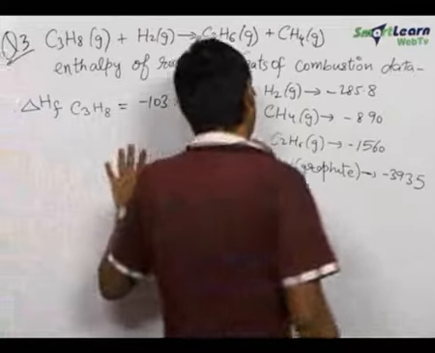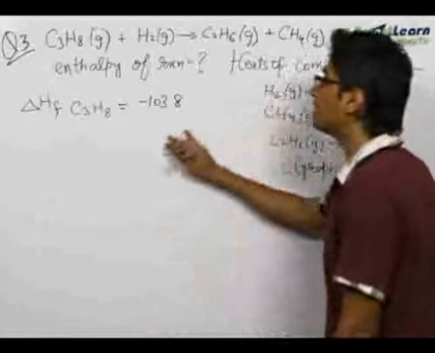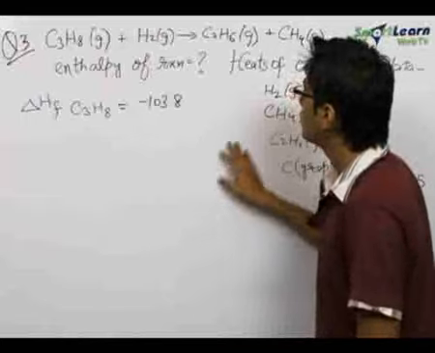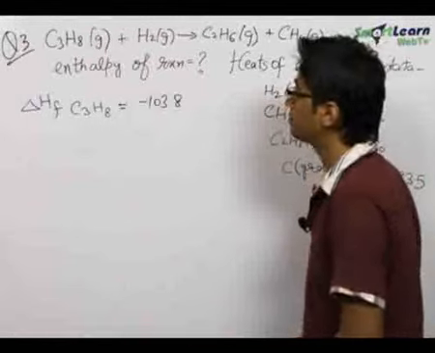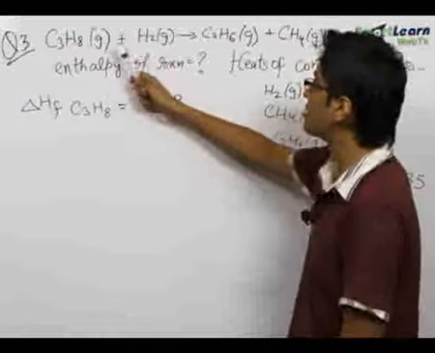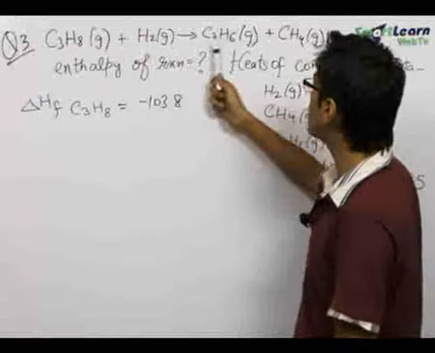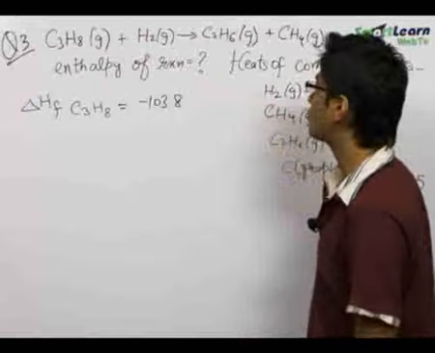Our next problem is also a very highly conceptual problem. It involves the heat of combustion and the heat of formation concept. We are given a reaction C3H8 plus H2 giving C2H6 plus CH4. We want the enthalpy of this reaction, or the heat involved in this reaction. We are given the data of heat of combustions of the following substances: hydrogen, CH4, C2H6 and carbon graphite, and we are given the heat of formation of C3H8.